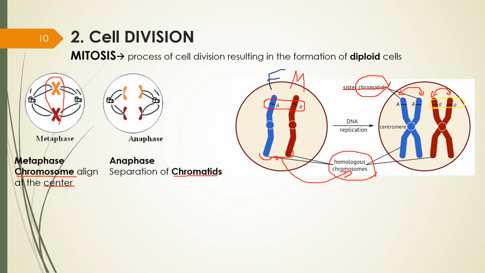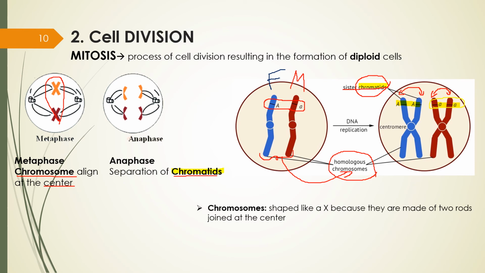Chromosomes come one from daddy, one from mom. When I have the two chromosomes, I say they are homologous chromosomes. When I duplicate each of them, I form chromatids, two chromatids. So the chromatids have the same gene with the same characteristics. So in anaphase, we separate the chromatids, okay?